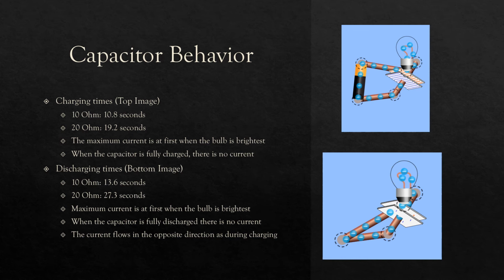Discharging times, the bottom image. For the 10 ohm bulb, we get a 13.2 second discharge. 20 ohm, we get a 27.3 second discharge. Maximum current is at first when the bulb is brightest. When the capacitor is fully discharged, there is no current, and the current flows in the opposite direction as during the charging.